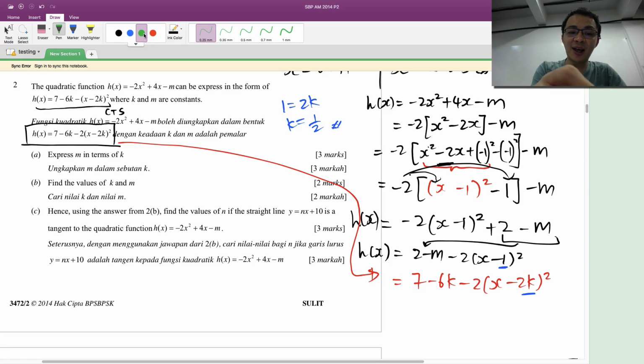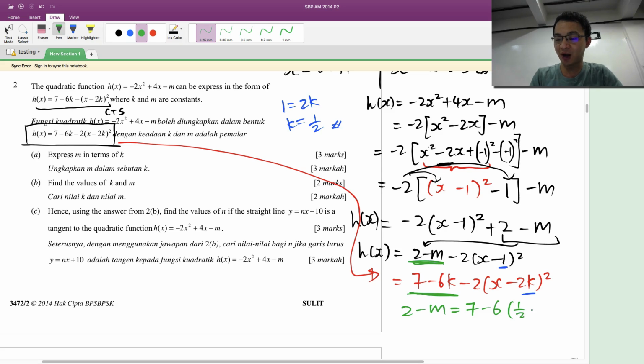Okay, after that, what I will compare is this value, because I want to find m. So therefore, I know 2 minus m is actually equal to 7 minus 6k. I just got my k equals to half. Then I will solve this one. 2 minus m basically equals 7 minus 3, because 6 times half is 3. Then my m, this is 4, right? Move to this side, minus 4 is negative 2. Okay, this is how I get my k and m.